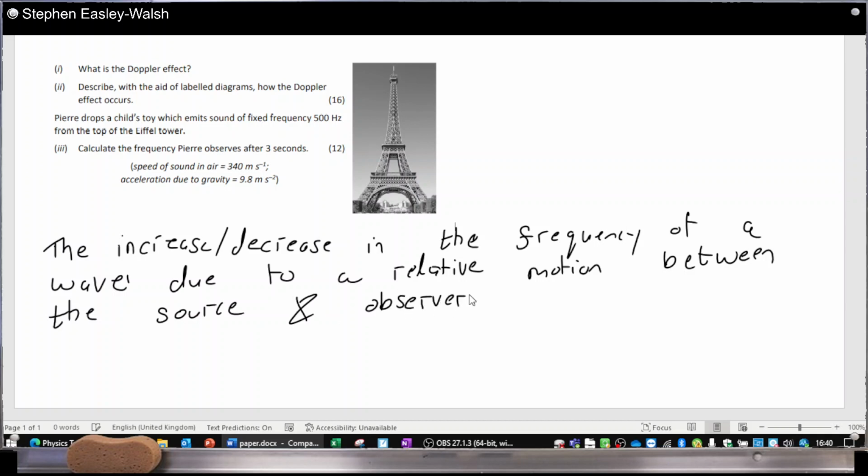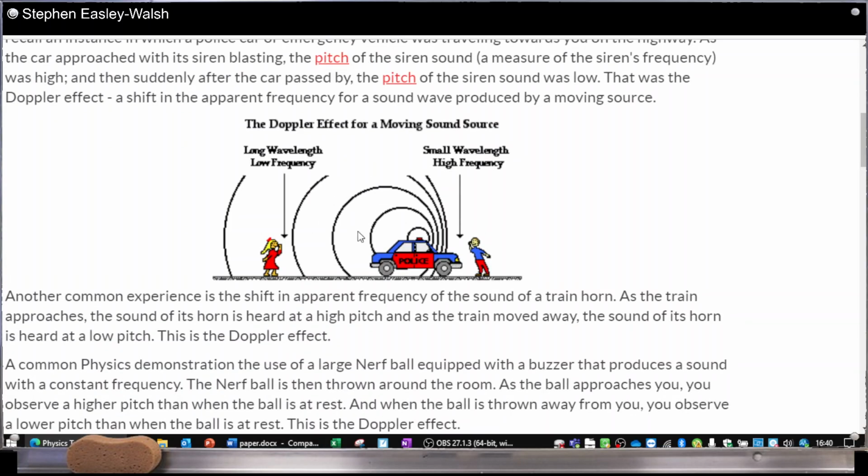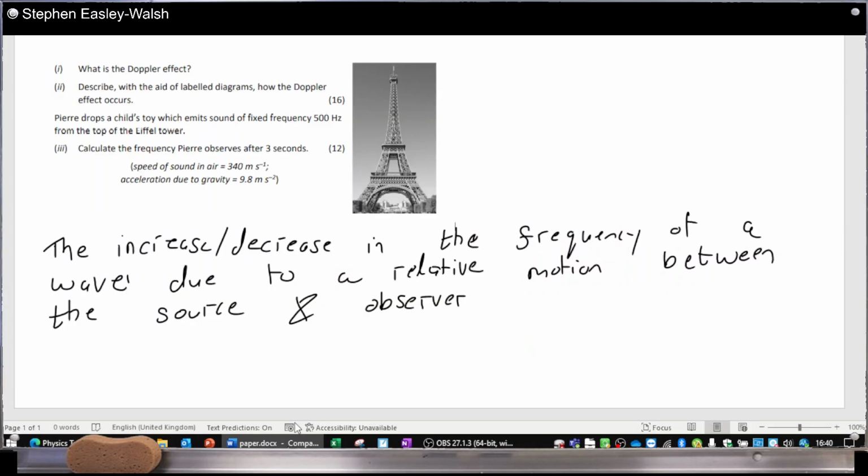That's the Doppler effect. An increase or decrease in the frequency of a wave, could be light or sound, due to a relative motion between the source and observer. And they ask you to describe, with a diagram, how the Doppler effect occurs. So I found this nice picture that we could use to demonstrate it.